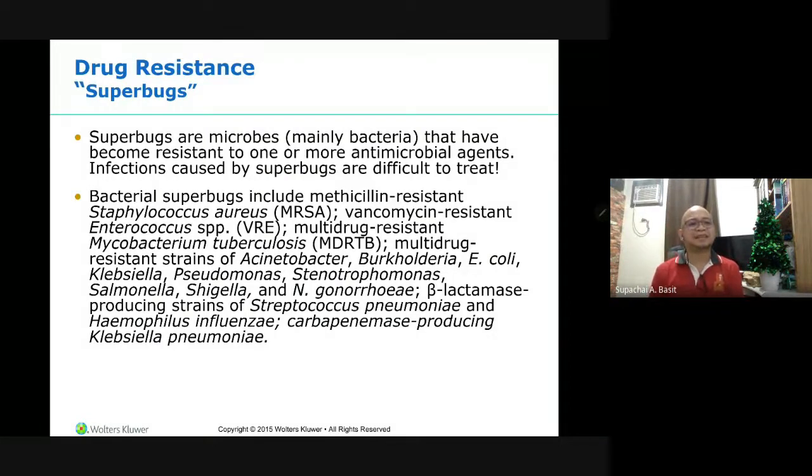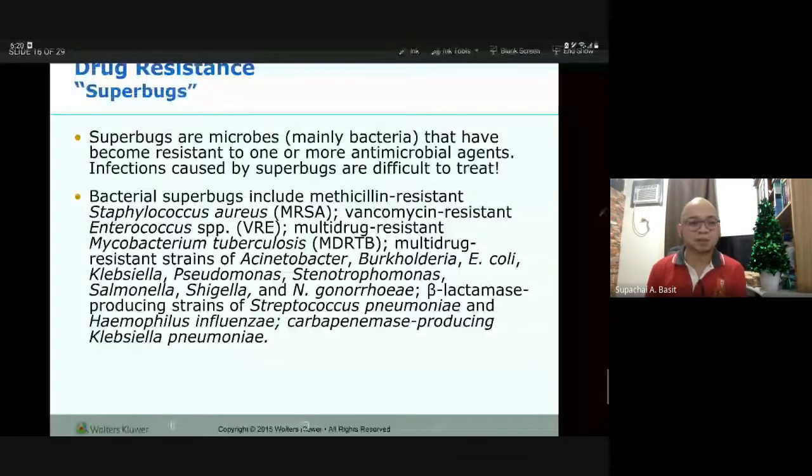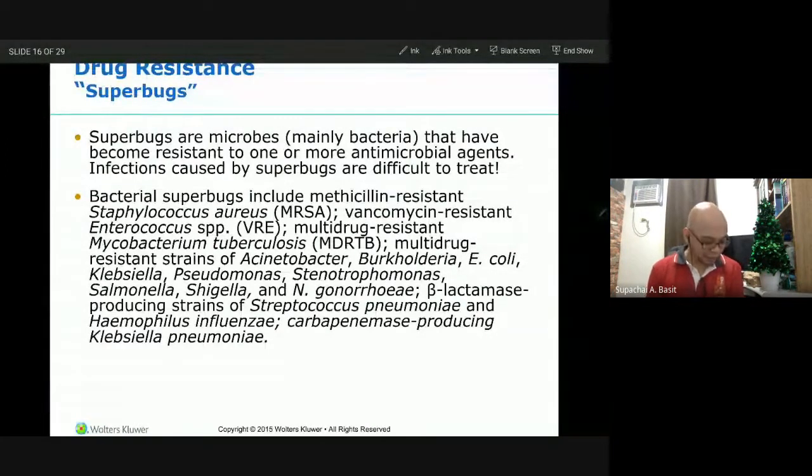So the problem nowadays is drug resistance, or the superbugs. Superbugs are microbes, and they are mainly bacteria. They have become resistant to one or more antimicrobial agents. So infections caused by superbugs are difficult to treat.